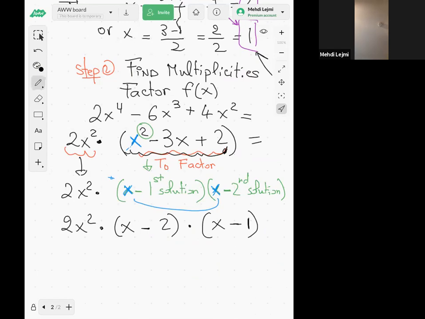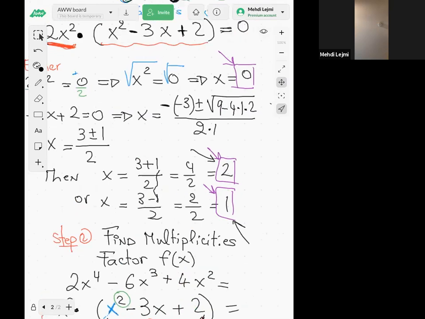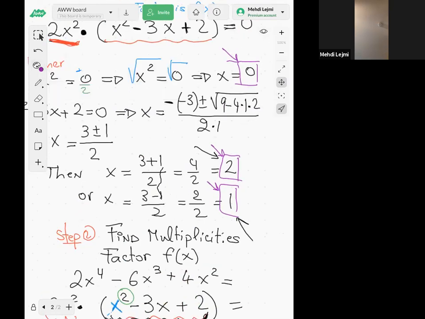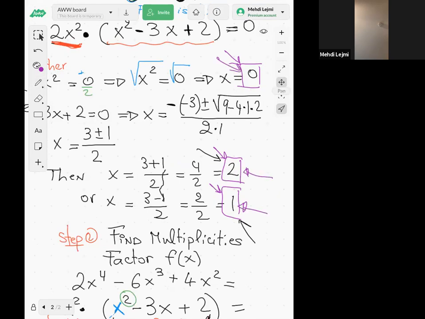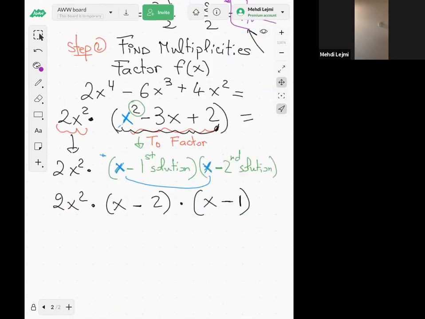All right. So I got my factorization. Now I can find the multiplicities. We have 3 roots: 0, then 2, and then 1. So the multiplicity of 0, that's the power of x minus 0.